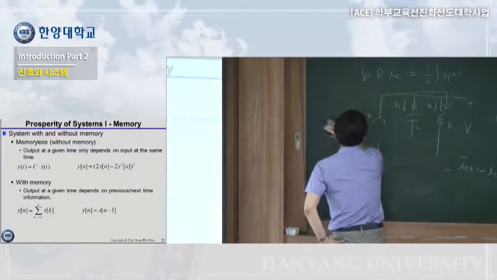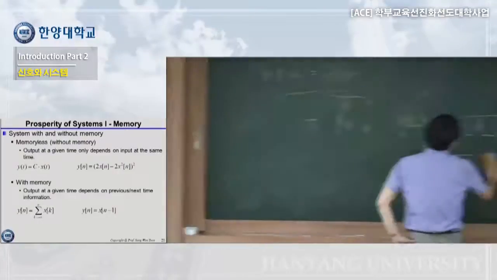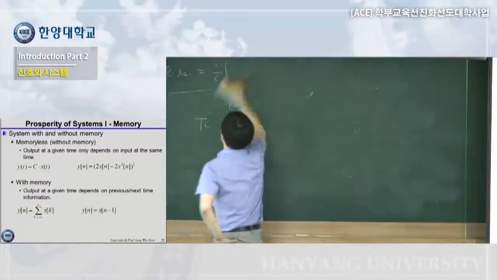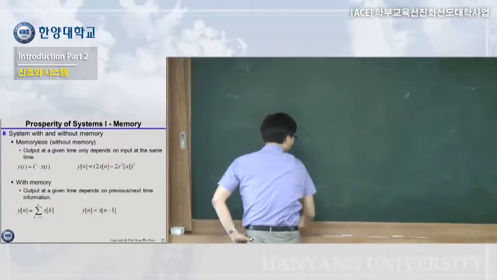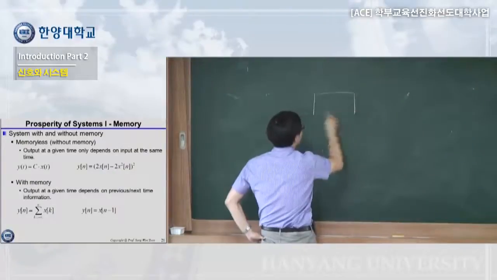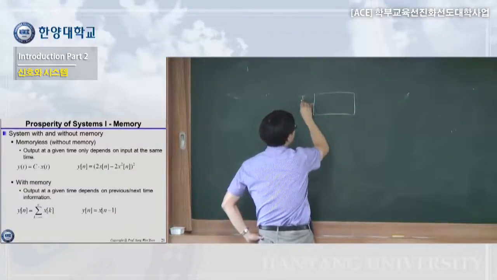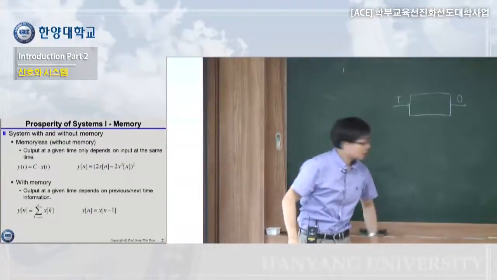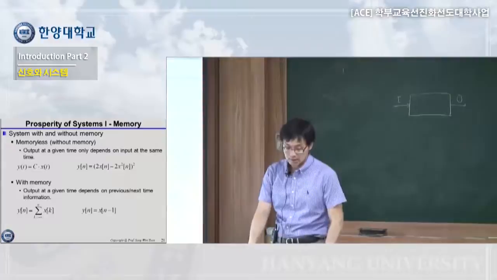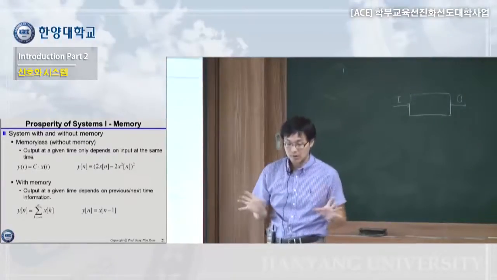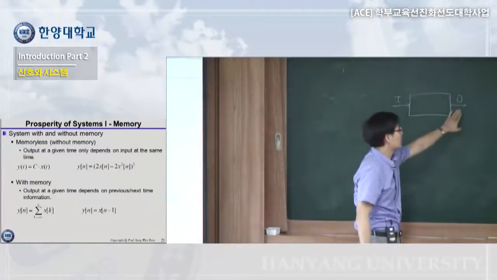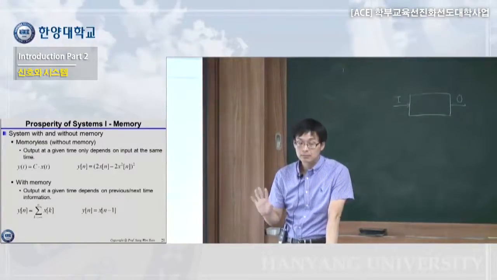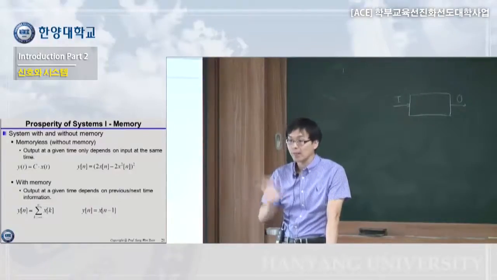Let me erase it. So we are talking about the property of the system. So we talk about the property of the system box we are using. So assume that we have an input or box of system, input, and output. In the memoryless means output is depending input at the same time. So we do not rely on the past.